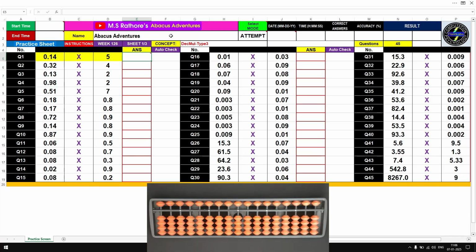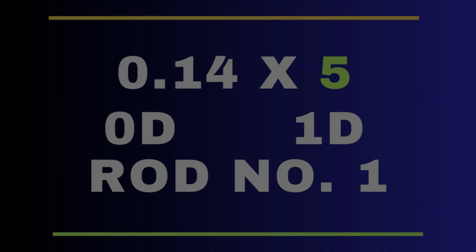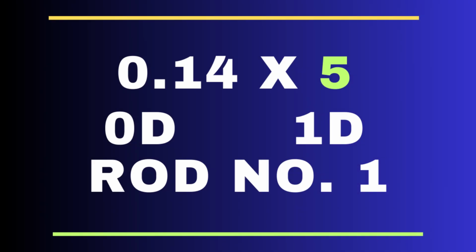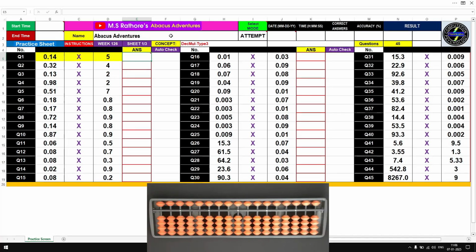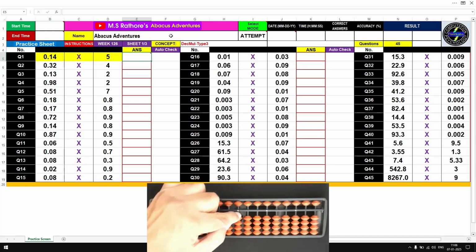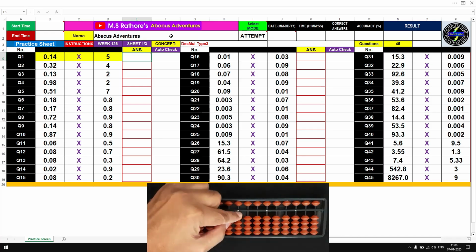Well, question number 1 is 0.14 multiplied by 5. The multiplicand has a 0 in the integral part, while the multiplier is a normal 1-digit value. So 0.14, 0 is the integral portion in the multiplicand, so it is taken as 0 only. The multiplier is a single digit value, that is taken as 1. So 0 plus 1 is 1. Let's take rod number 1 to begin with. I have put my left index finger on rod number 1.